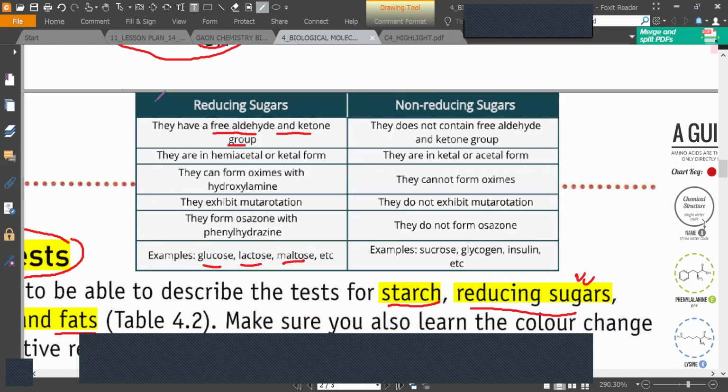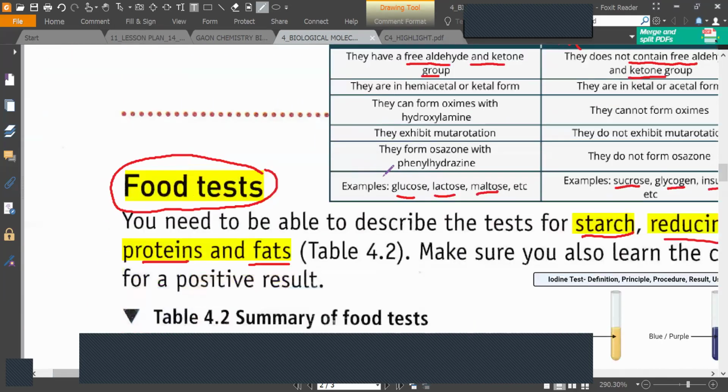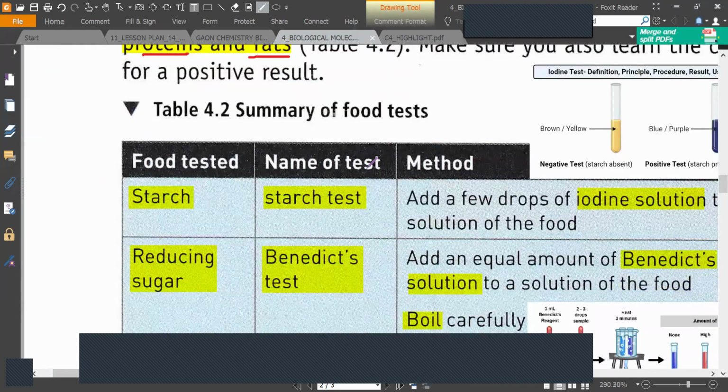So our test will be positive for glucose, lactose, and maltose. Non-reducing sugars do not contain a free aldehyde or ketone group. Examples are sucrose, glycogen, insulin, and so on. So our test later cannot test for non-reducing sugar, only reducing sugar. Now we will look into each test. First, to test for starch, we have the starch test.